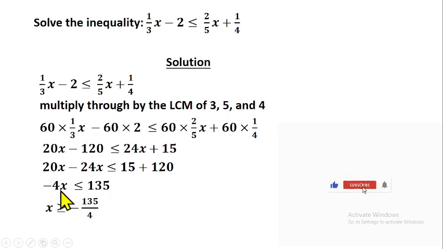Then our aim is to get x. So what do we do? We divide both sides by minus 4. And you know that when you divide both sides by a negative number, the inequality will change. So that means you are having minus 4x less than or equals to 135. But when you divide both sides by minus 4, then you change to x is greater than or equals to minus 135 over 4. So I hope you understand that as well.